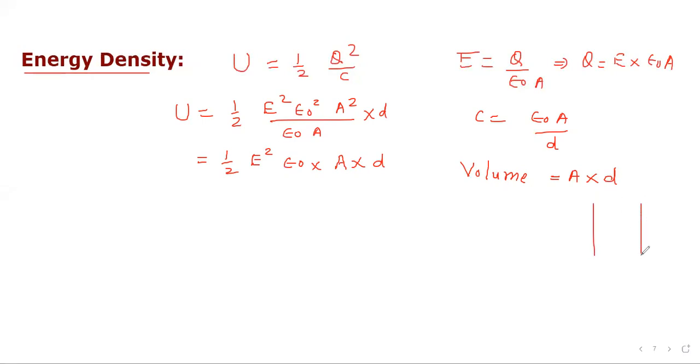So area of the plates and the separation between the two will give volume. So here this is volume. So we can say potential energy divided by this can be written as volume. So this will become potential energy per unit volume, and that is written as energy density, denoted as small u_e, equal to 1 by 2 epsilon naught E square. So this is our expression.